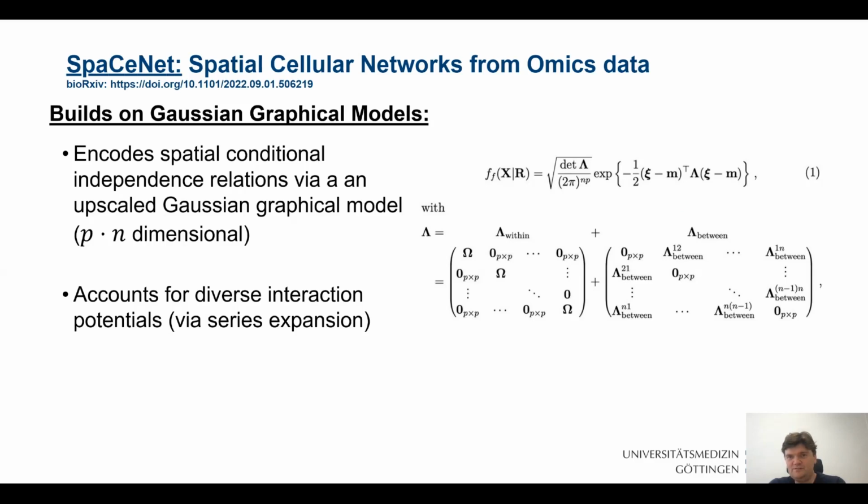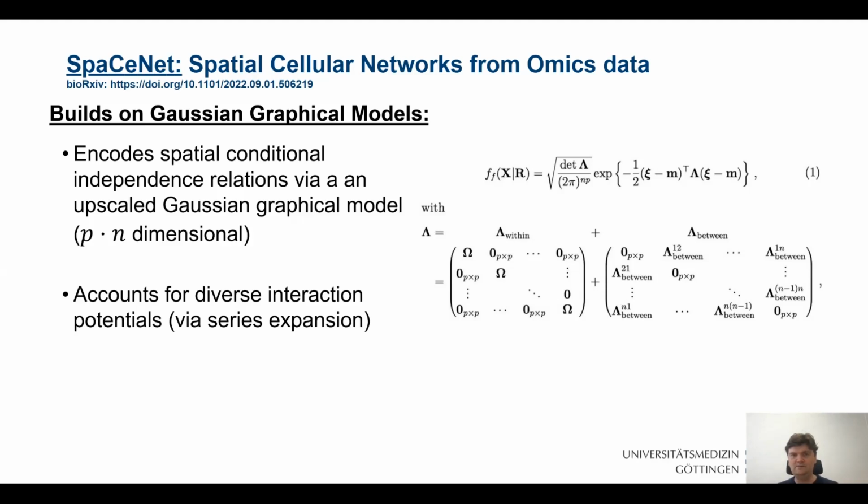And that's now the preprint which I mentioned. We called it SpaceNet, for spatial cellular networks from omics data. The idea is to encode the spatial conditional independence relation in an upscaled version of this Gaussian graphical model. Computationally, that inflates the problem tremendously. It's p times n, a multivariate normal with p times n variables, but basically we stack the individual cells' profiles together and try to model it within one single big multivariate normal.